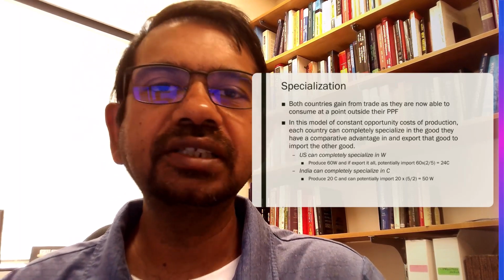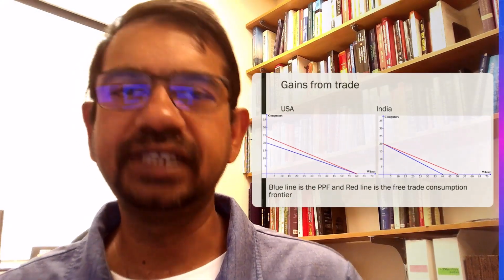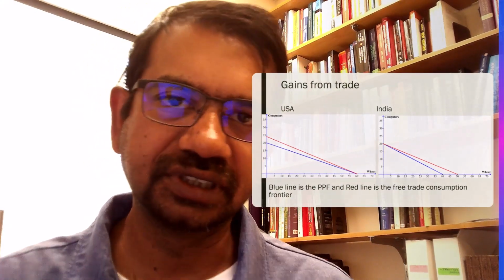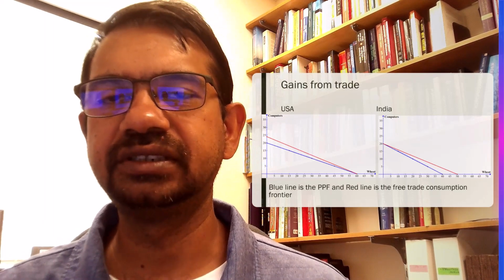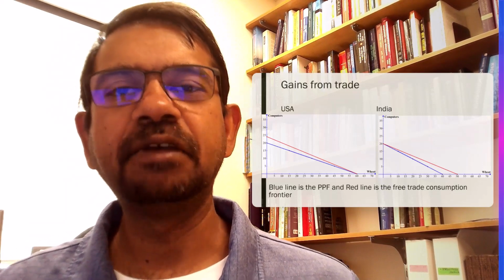So if we plot these lines, the red line is what we call the consumption possibilities frontier. If the US were to produce only wheat, we would get 60 units of wheat. If we export all of that at the world price, then the US can potentially import 24 units of computers. On the other hand, India, if they only produce computers and export all of them, can buy 50 units of wheat. So for both India and the US, we see that the consumption possibilities frontier lies outside of the production possibilities frontier. So specialization and trade based on comparative advantage has the implication of letting a country go beyond and outside of its PPF.